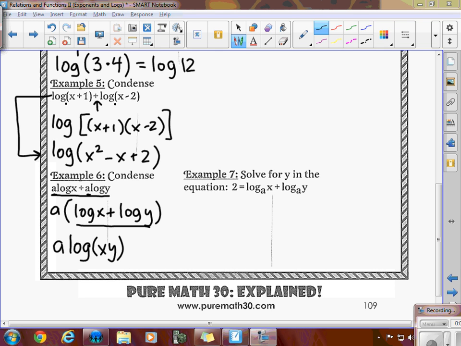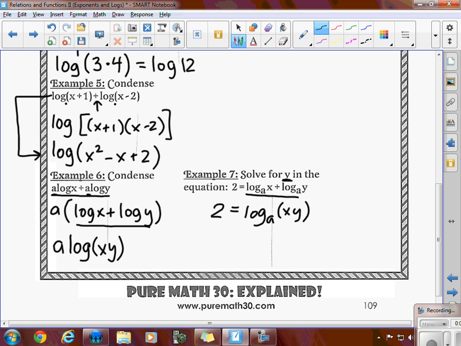The last example on this page takes it a step further and forces us to examine for the multiplication law of logs and as well look for solving for the value of y within this log equation. So if we look on the right hand side, I have an addition of two logs, both with base a, which means I can change this using the multiplication law of logs to log base a of x times y. So I combine that together, and that should equal 2.